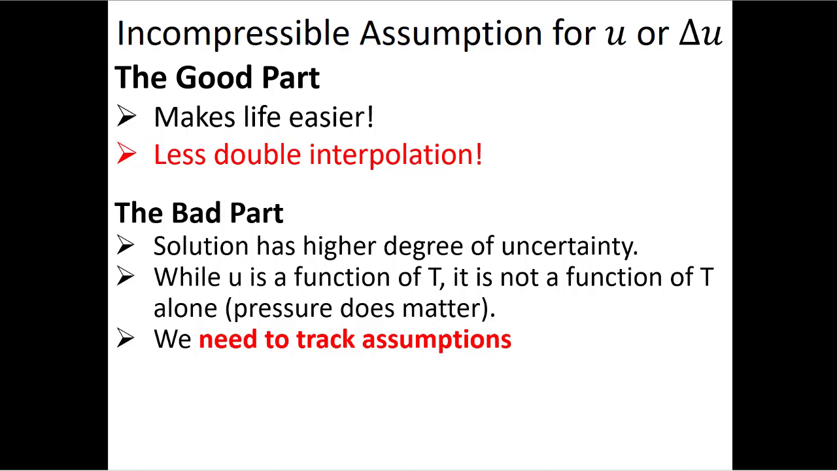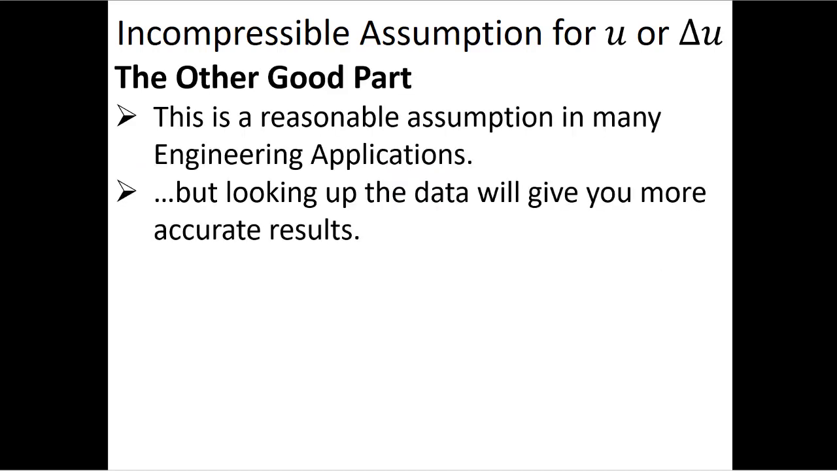This is part of the reason why we always want to write down our assumptions, so that if we go back and for some reason our answer doesn't look physical, or after you do an experiment based on your calculations, you find that the experiment doesn't really agree with your analytical work, then you can go back and see which assumptions you trust the least, which ones have the highest degree of being wrong. The other good part is that this is a reasonable assumption in many engineering applications.